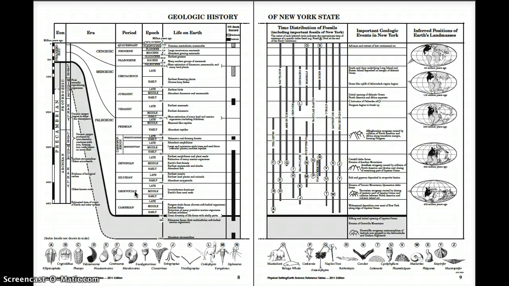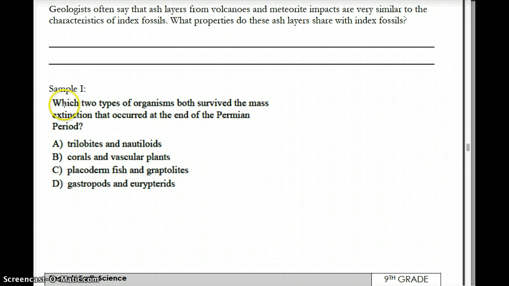Oftentimes, they'll need the reference tables. And in some respects, as long as you know how to use your reference table, it's almost impossible to get the question wrong. So in sample number 1, which I'm going to show you, it says, which two types of organisms both survived the mass extinction that occurred at the end of the Permian period?